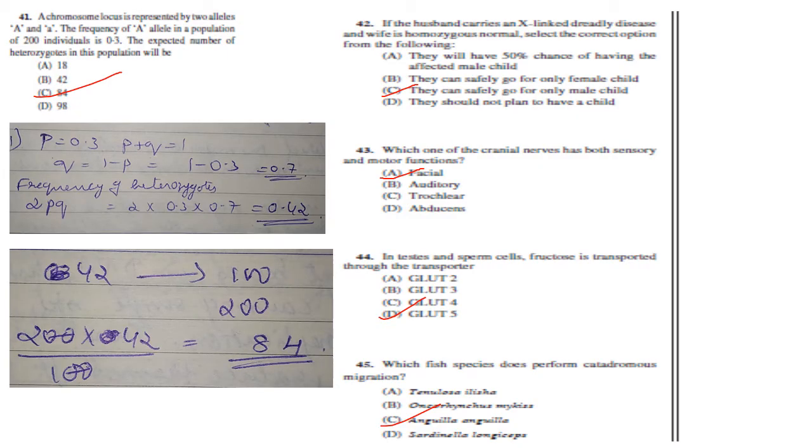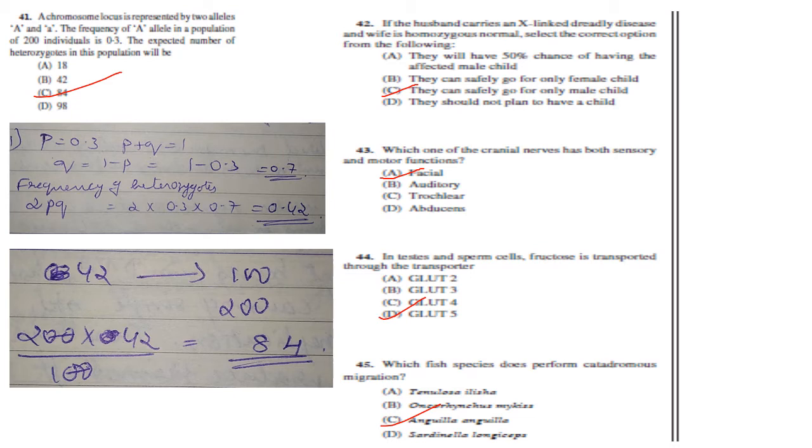Then next one. A chromosome locus is represented by two alleles, capital A and small a. The frequency of capital A in the population of 200 individuals is 0.3. The expected number of heterozygotes in the population will be, so p is equal to 0.3, p plus q is equal to 1, q is equal to 0.7. Frequency of heterozygotes will be 0.42. That is 42 in 100 individuals. So in 200 it will be 84. So the answer is option C.